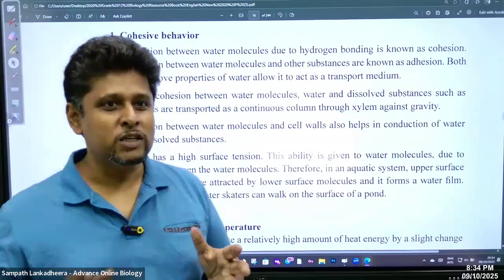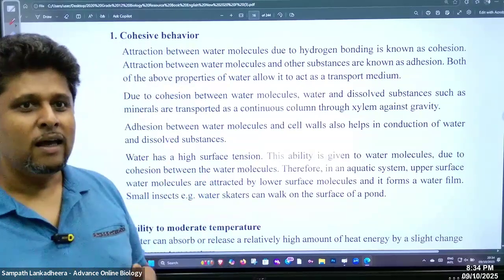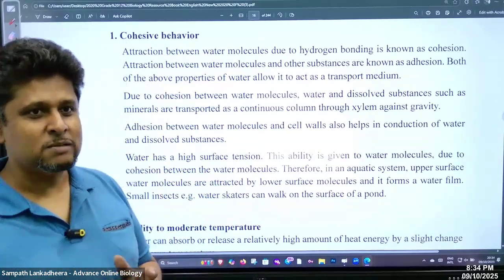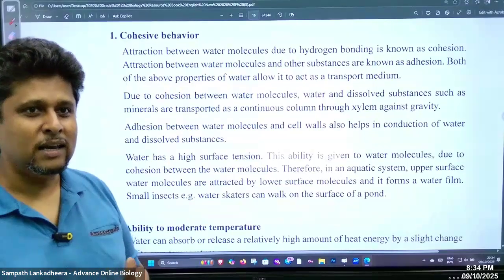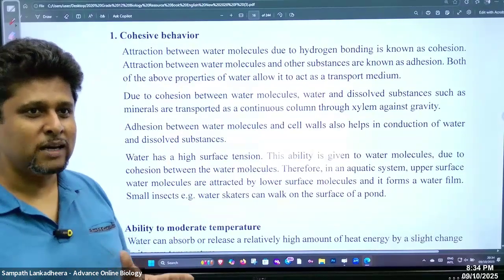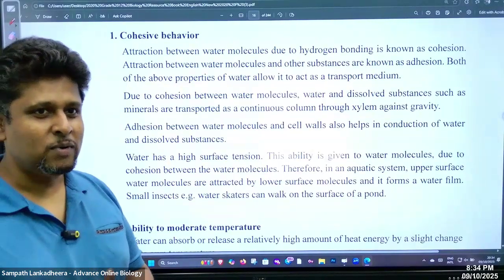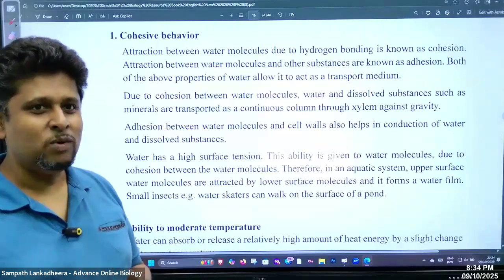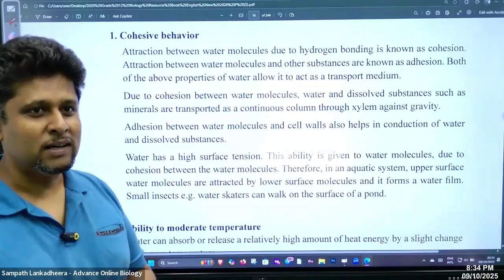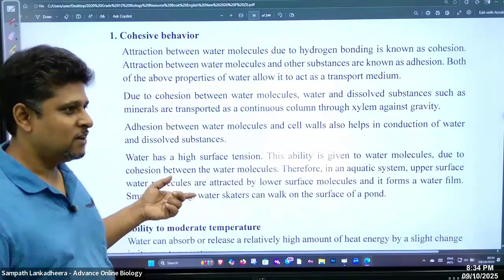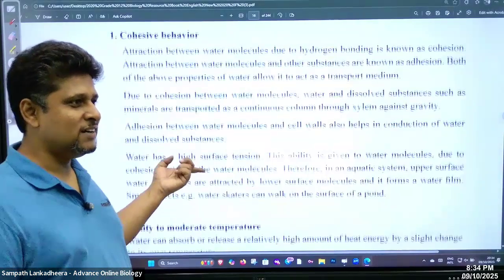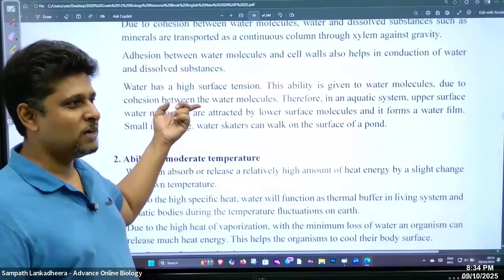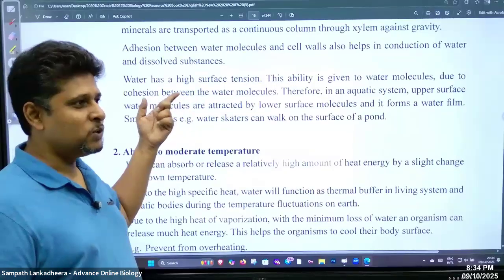Due to cohesion between water molecules, water and dissolved substances such as minerals are transported in a continuous column through the xylem against gravity. Adhesion between water molecules and cell walls also helps to conduct water and dissolved substances. Water has high surface tension. This gives water molecules their cohesive behavior.